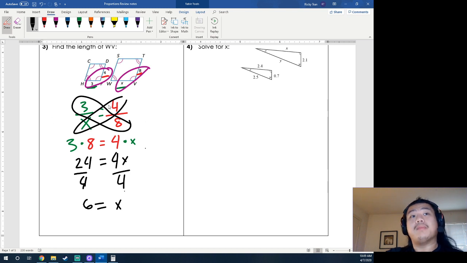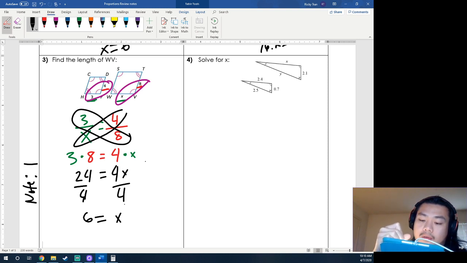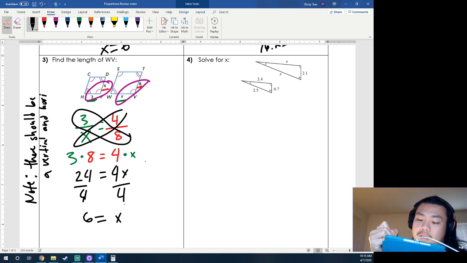Remember, making sure you set up, there has to be a relationship. I'll put a side note: there should be a vertical and horizontal relationship in just your proportion.